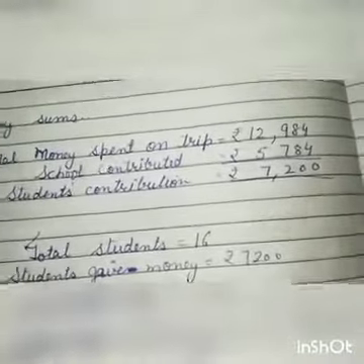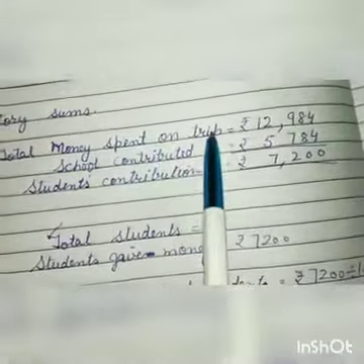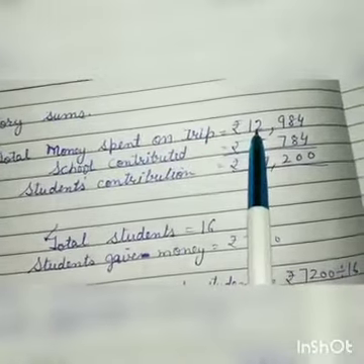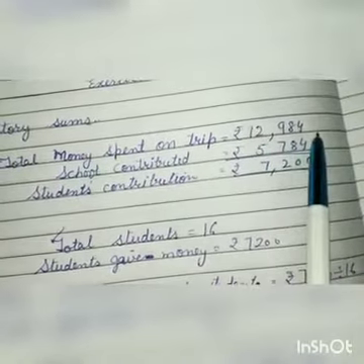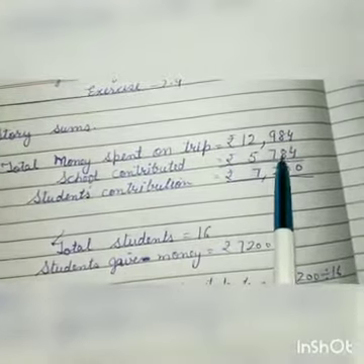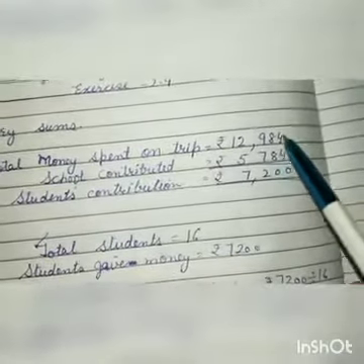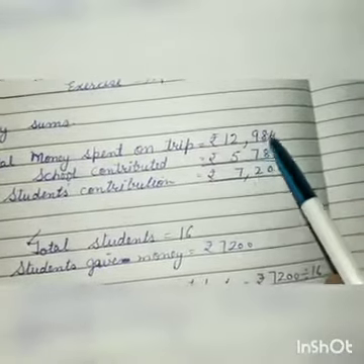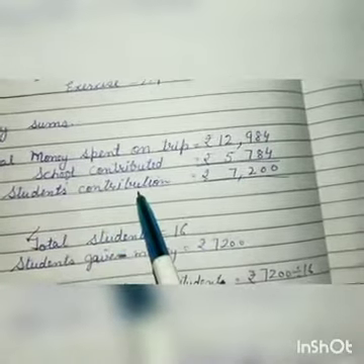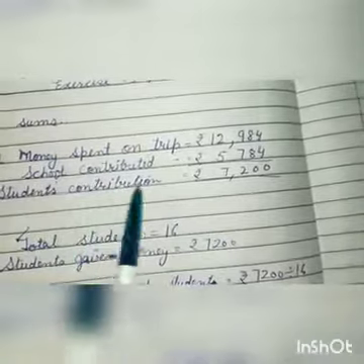Okay, let's do question 1. Total money spent on the trip. How much? Rupees 12,984. Contribution of the school was 5,784. If we subtract 5,784 from 12,984, we will get the students' contribution. So we will subtract.